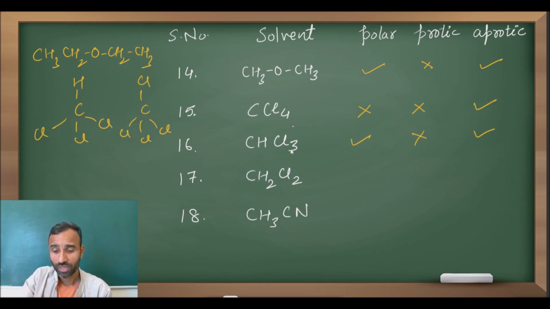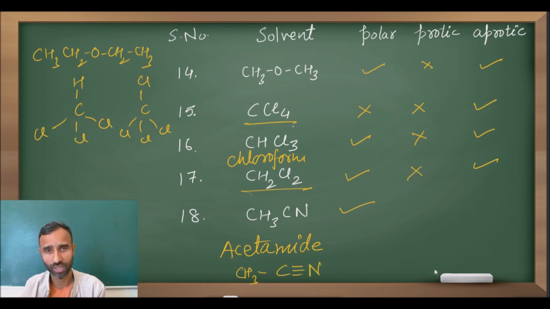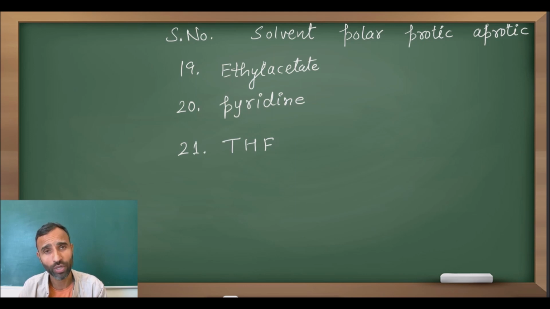Chloroform is CHCl3, you know. Carbon tetrachloride, and this is dichloromethane. Again polar, because there are 2 CH bonds and 2 CCl bonds. Again aprotic. Next is acetonitrile or methyl cyanide. This is again polar due to the presence of the CN bond. But is it protic or aprotic? Quite obviously, it is aprotic. I think you have an idea now what are polar protic and polar aprotic.